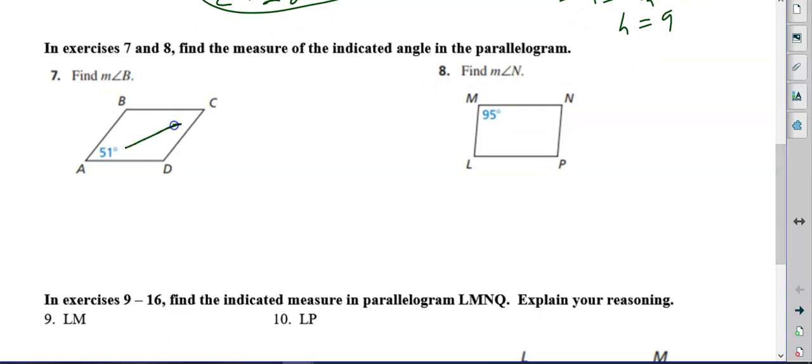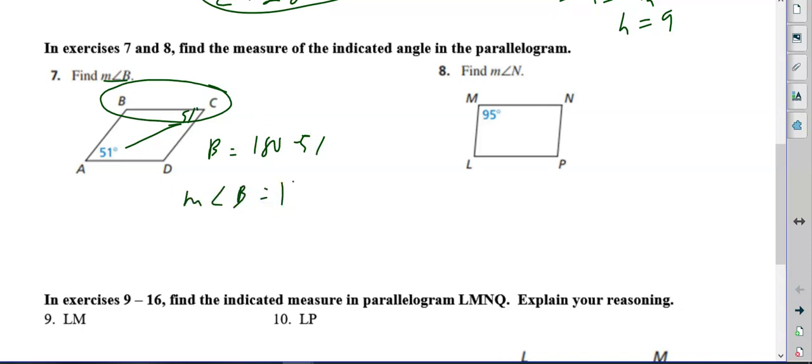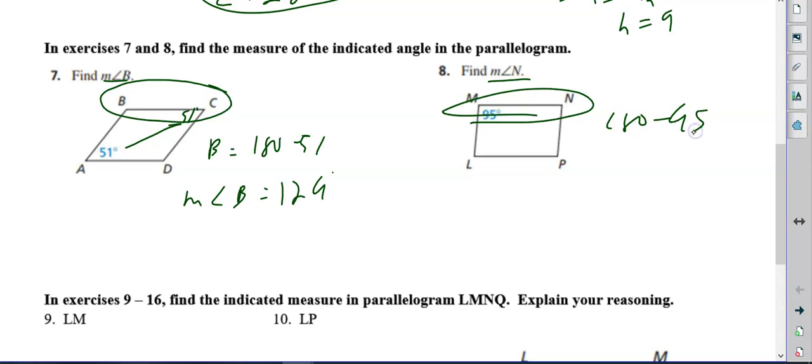Now, remember, opposite ones are the same, so that's 51, but it's asking us to find B. Well, B and C, consecutive angles, are supplementary. So B is equal to 180 minus 51. So the measure of angle B is 129. All right. This says N. So again, these two are supplementary. So 180 minus 95, and that tells us 85 degrees.